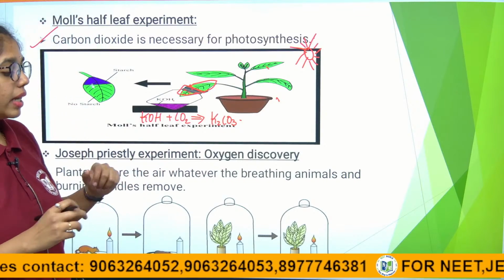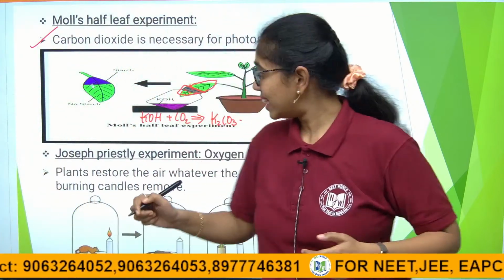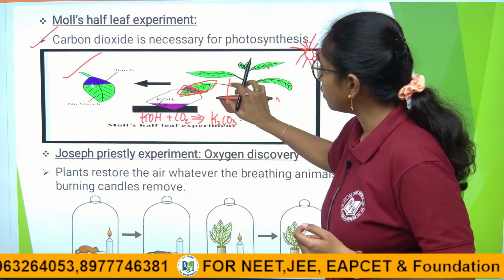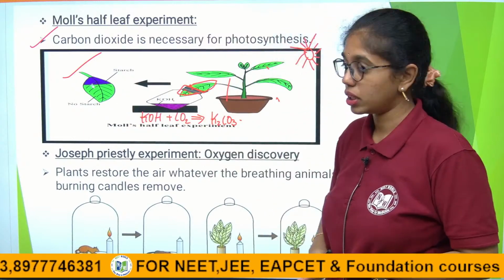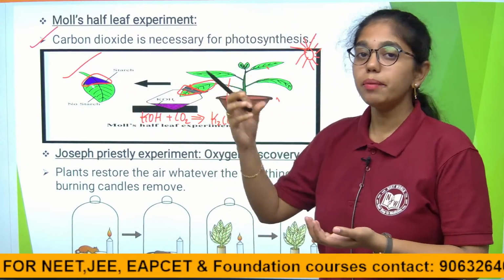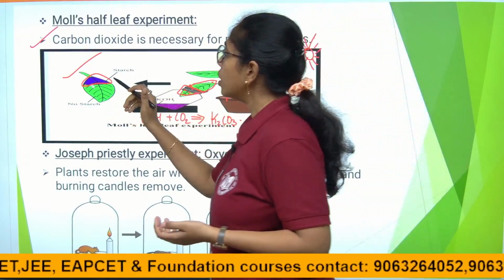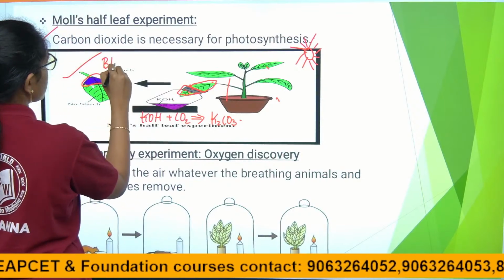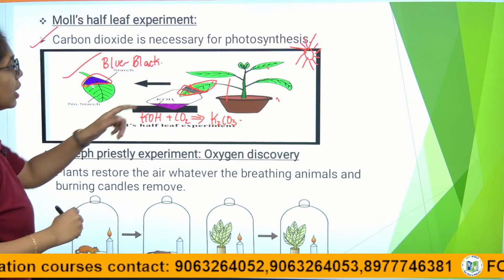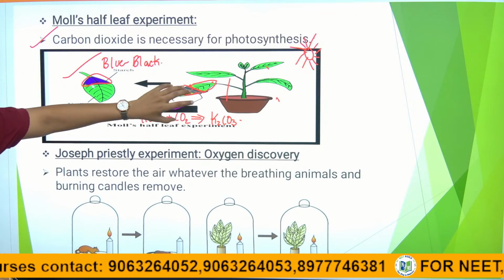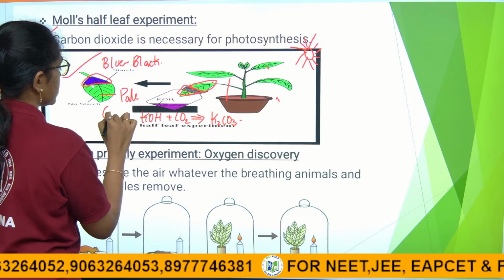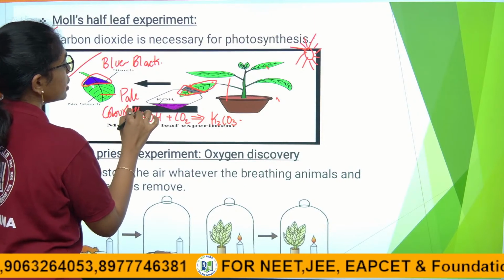Fine. So, after some period of time, when this leaf is plucked and tested after conducting photosynthesis, the half leaf which is freely present in the air will show blue black color indicating the presence of starch. The rest of the half leaf which is in the beaker will be pale or colorless after the starch experiment.